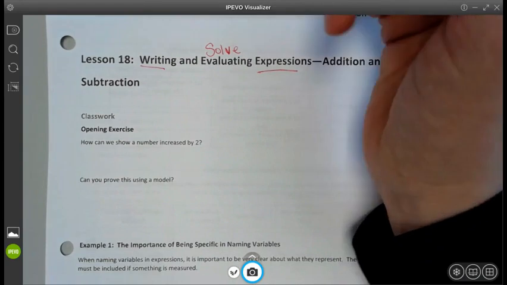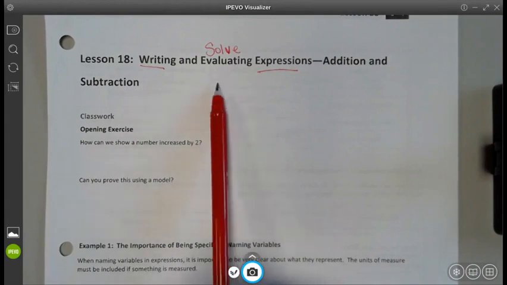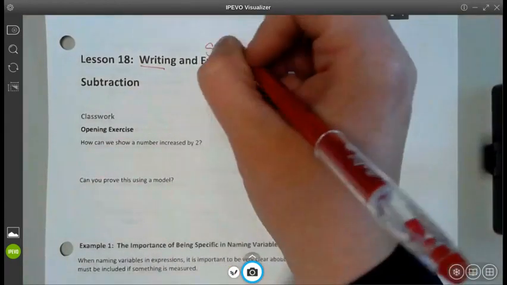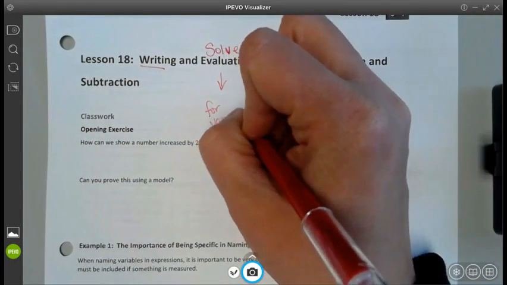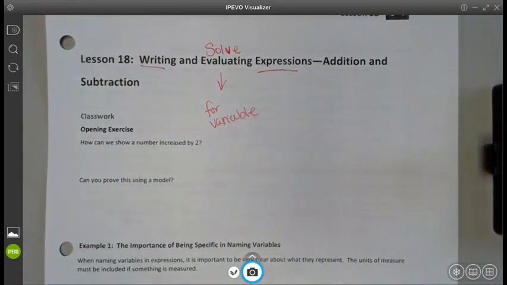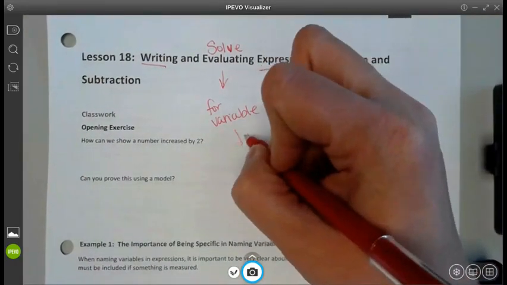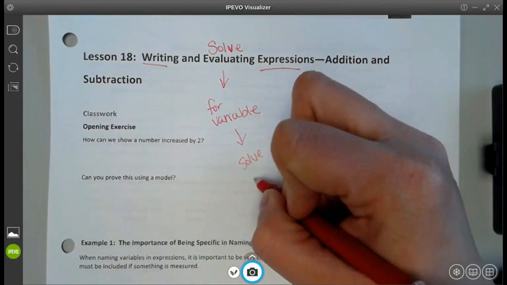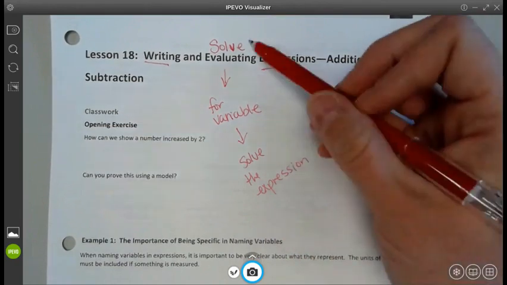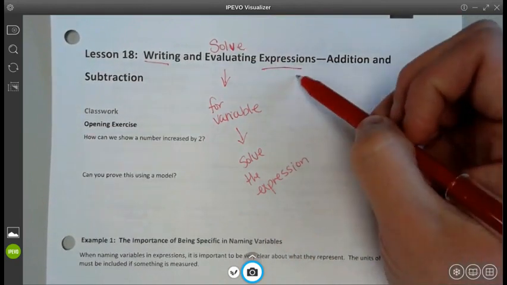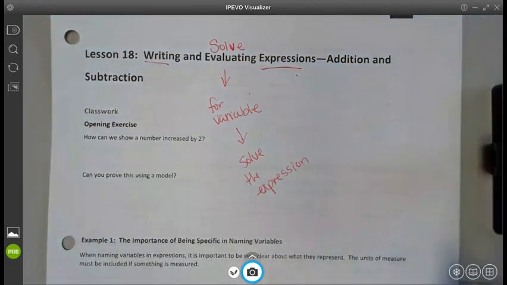But for today, we're basically going to be focused on identifying what the value of the variable is. So we're going to solve for the variable. We're going to try to identify it by substituting what the variable equals. And then once we solve for the variable, that's going to lead us to then being able to solve the expression. And these are the steps that we're going to take throughout when we work with expressions or with equations, that we're going to have to solve in some particular steps to get the ultimate answer.